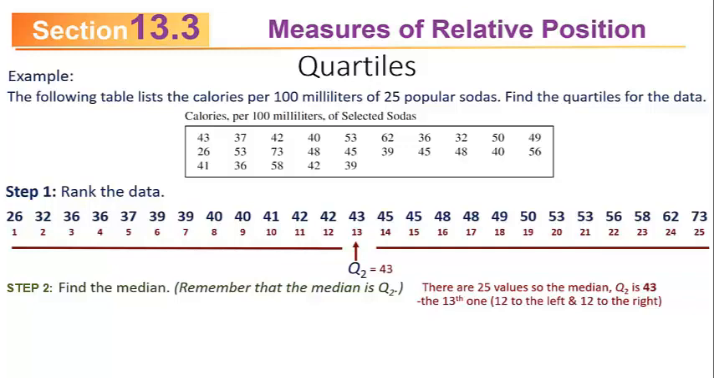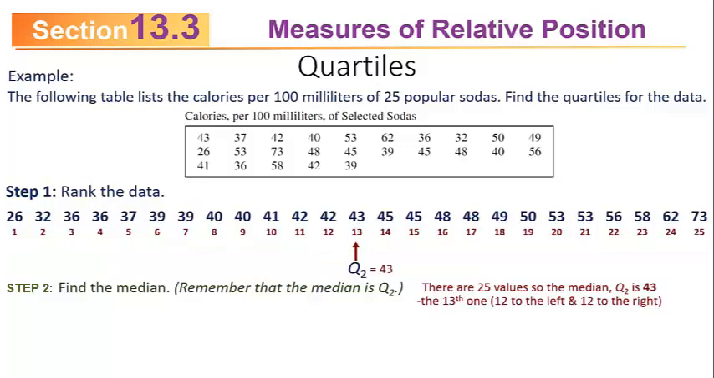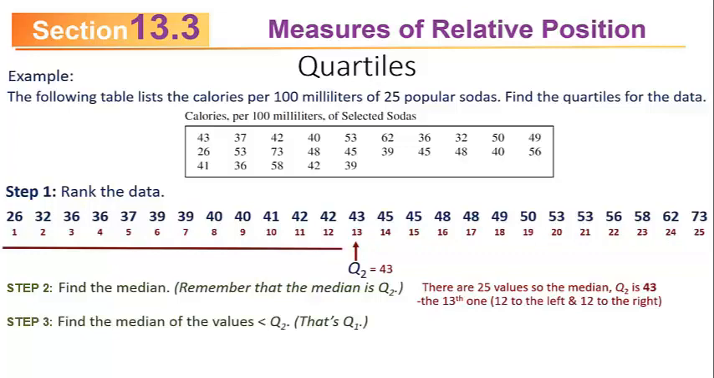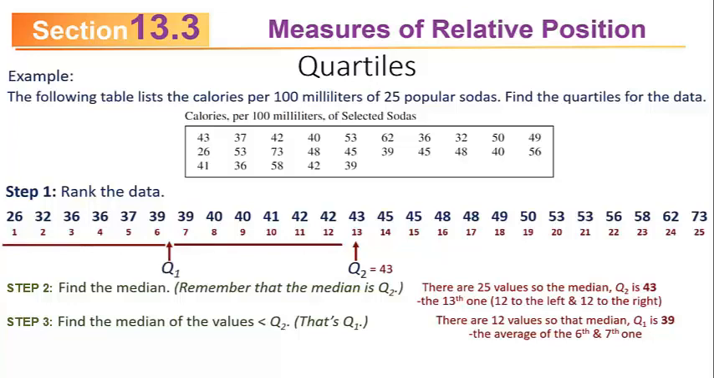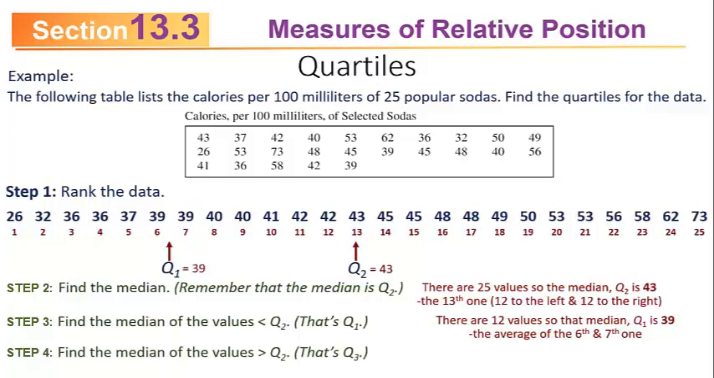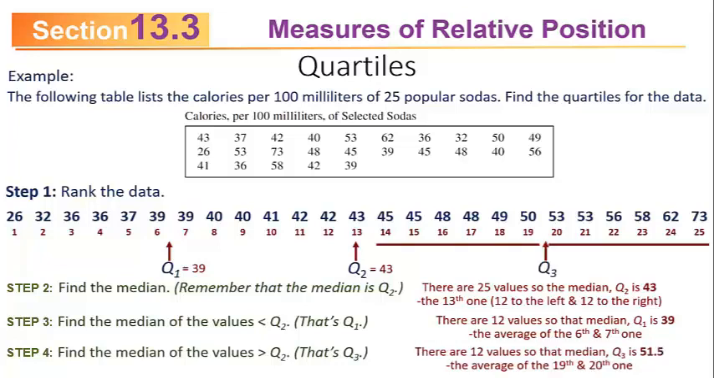Now you move to the left and take the median of those values. Looking on the left, you can see there are 12 values. So the median is going to be, there'll be two middle values. The median is going to be between the 6th and the 7th one. So you average them. The average of the 6th and 7th, they both happen to be 39. So when you average 39 and 39, of course you get 39. That's q sub 1.